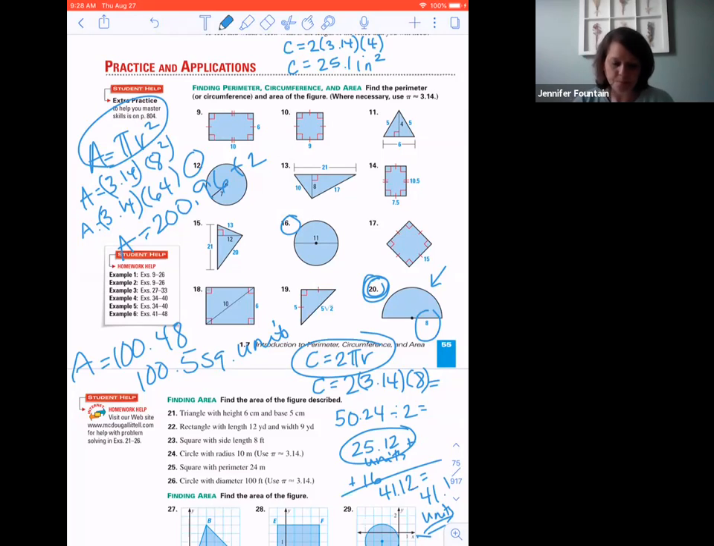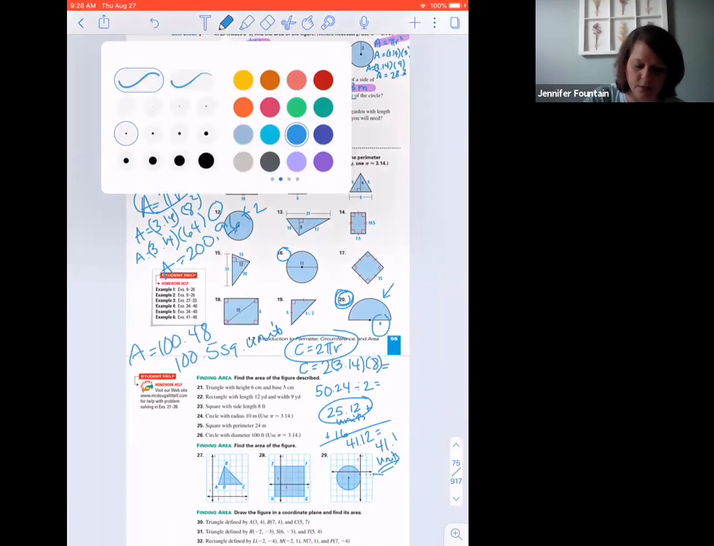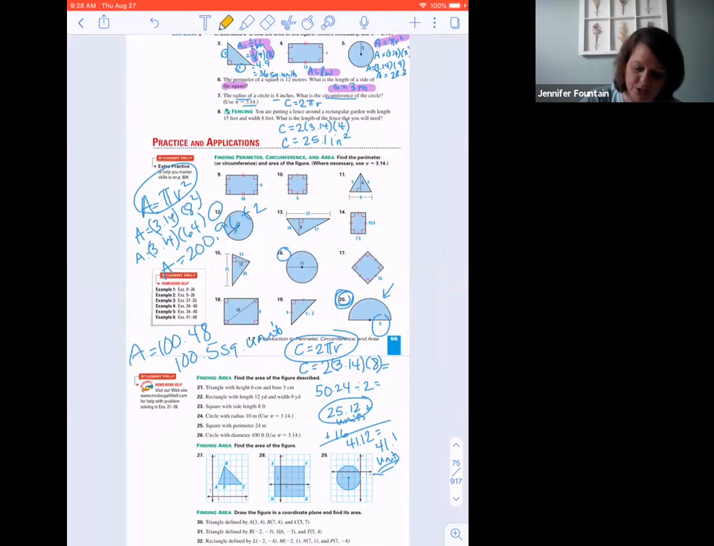Okay. So you will be doing evens. This is on page 55. I'll write it in a different color. So we would be doing 10 through 18 evens on this page.